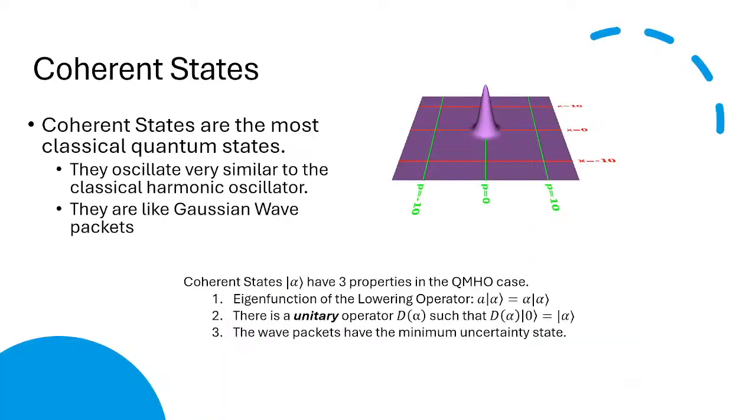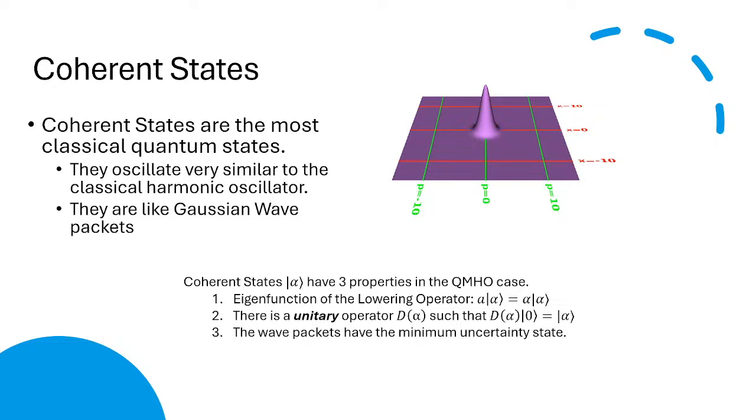Okay, so now what are coherent states? Coherent states are the most classical quantum states. That is a really good way of thinking about them. They oscillate similar to the classical harmonic oscillator, and they're like Gaussian wave packets that move around. So coherent states alpha have 3 properties in this quantum harmonic oscillator case. It's not necessarily in general, but they're eigenfunctions of the lowering operator.